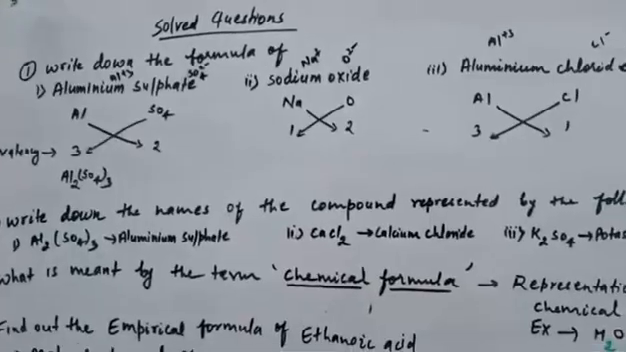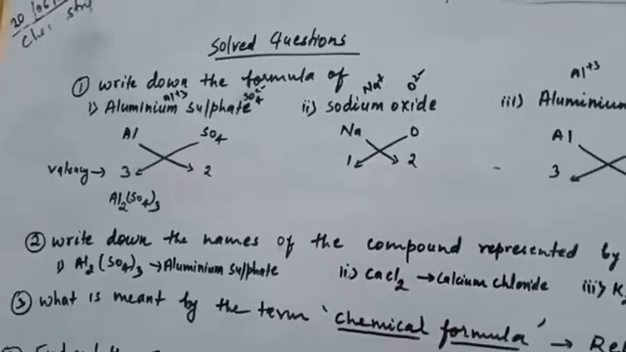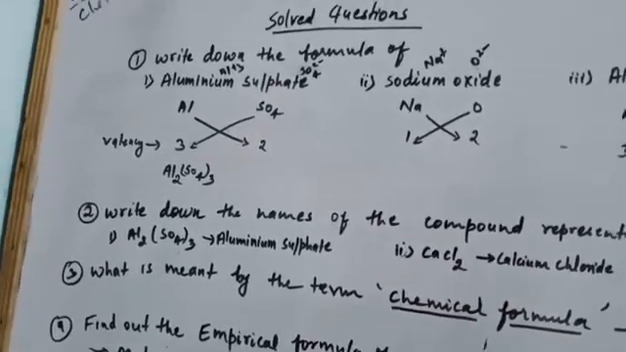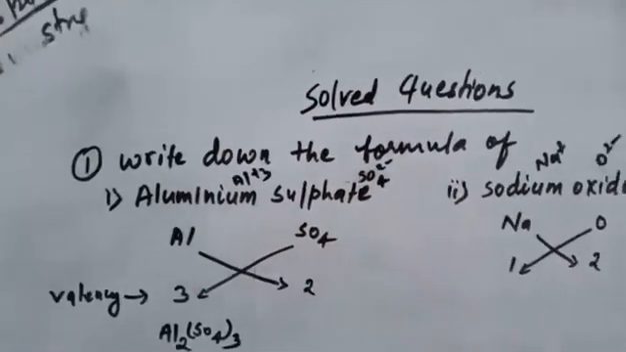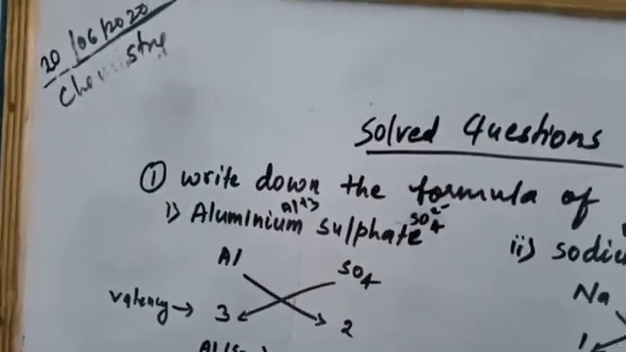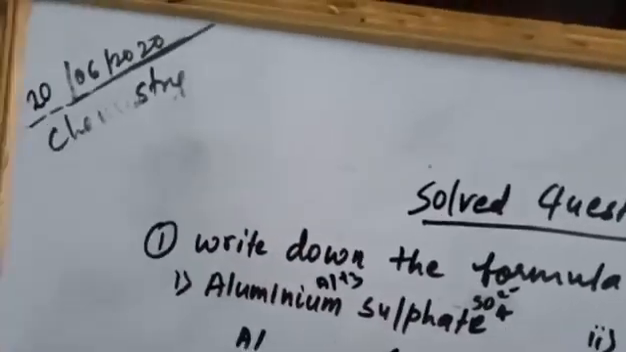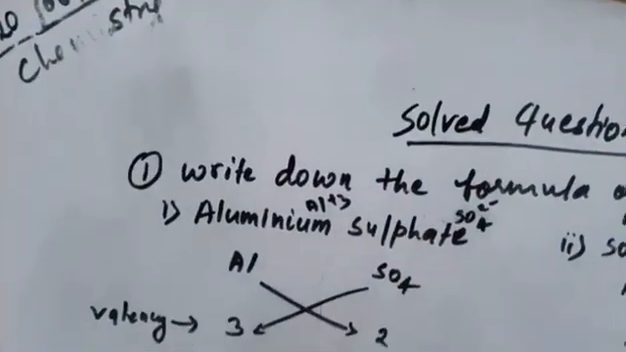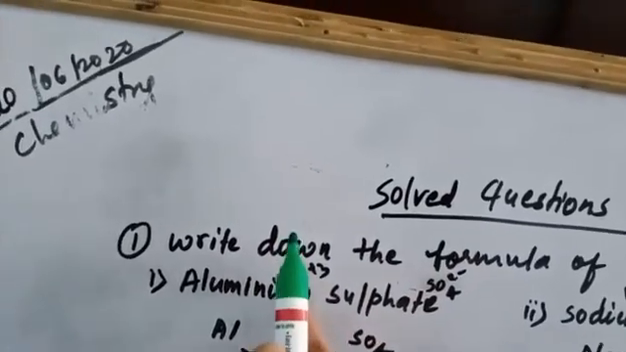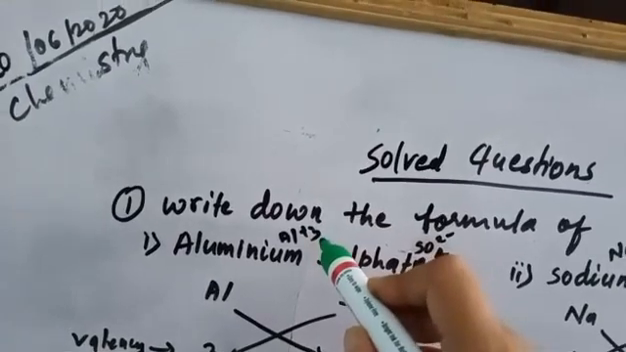Okay, now we will see the solved questions. The first one is: write down the formula of the following compounds. Okay, so the first was aluminum sulfate. So students were writing the valency. As I told you, in the case of an ionic compound, the net charge present on the ion is its valency. Okay, so if aluminum is in the form of Al plus 3, it means there are plus 3 net charges on aluminum.